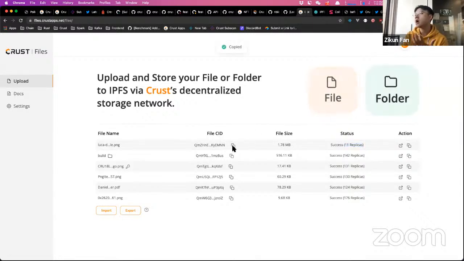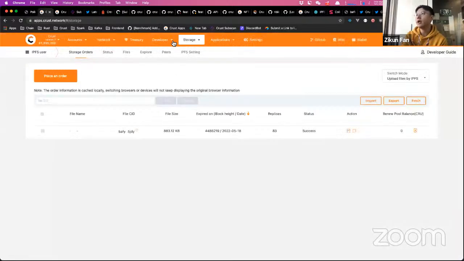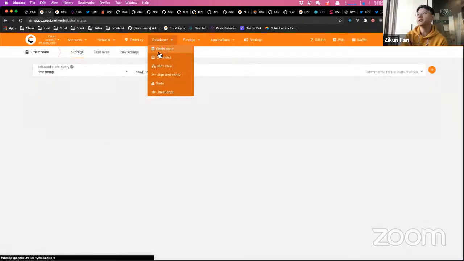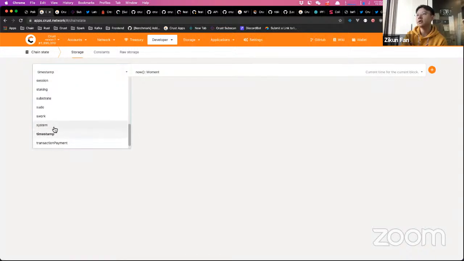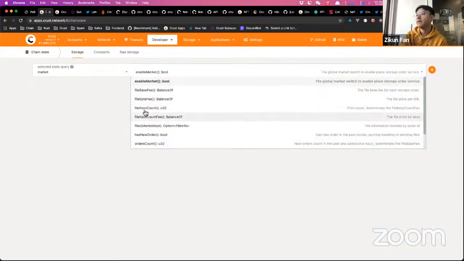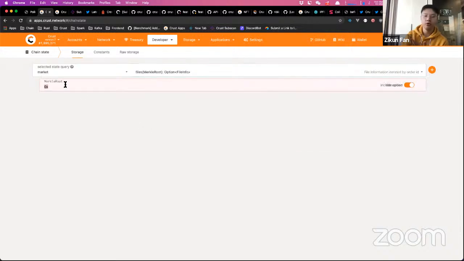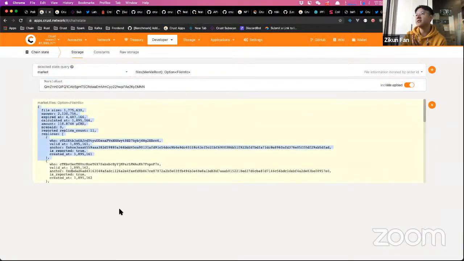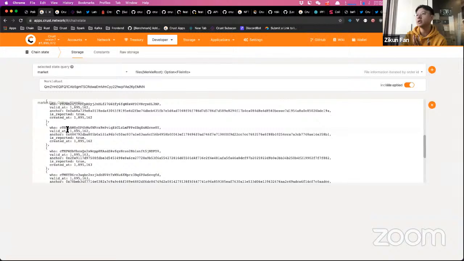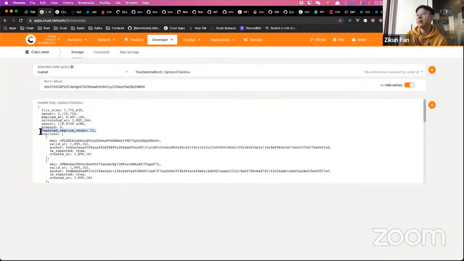You can copy this file CID to query using the on-chain interface, the chain state. You click market and files, and you just paste your CID here, and you can see this information is already stored on chain. The replicas count is 11, and it shows in detail who stores your file for you. So that's the first biggest advantage.